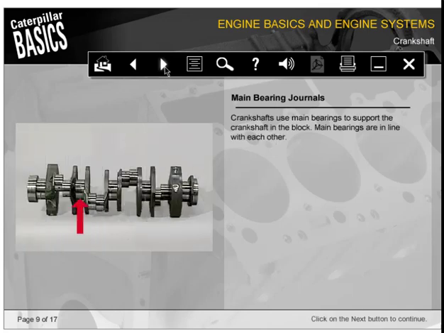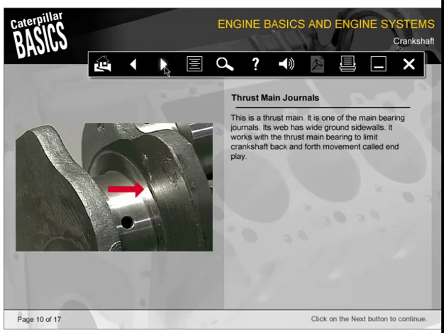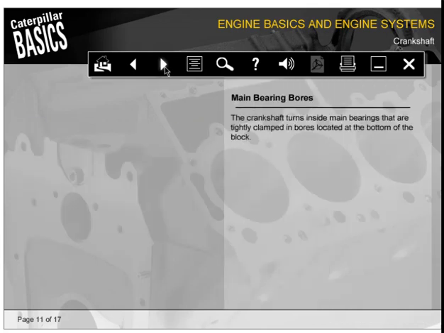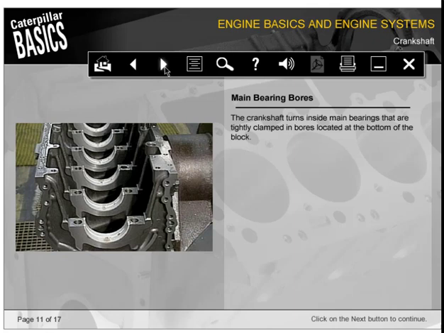Crankshafts use main bearings to support the crankshaft in the block. Main bearings are in line with each other. This is a thrust main. It's one of the main bearing journals. Its web has wide ground sidewalls. It works with the thrust main bearing to limit crankshaft back and forth movement, called end play. The crankshaft turns inside main bearings that are tightly clamped in bores located at the bottom of the block.